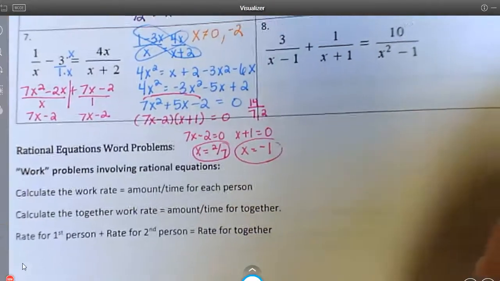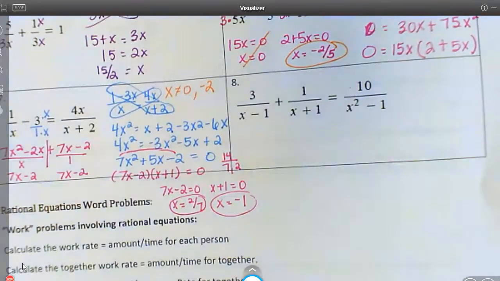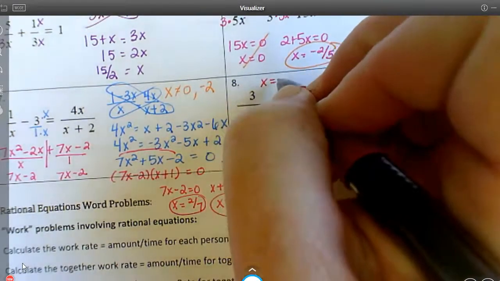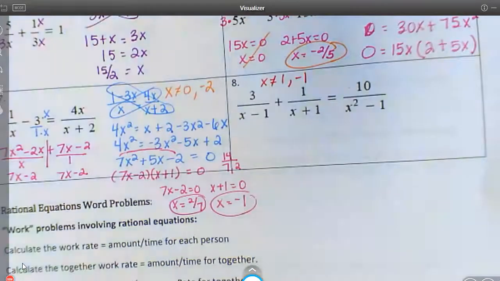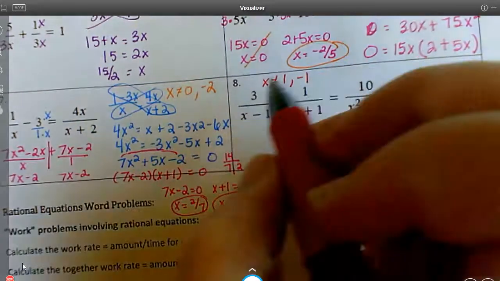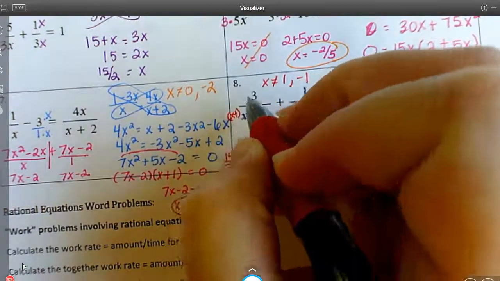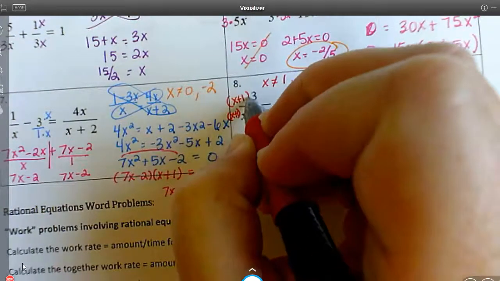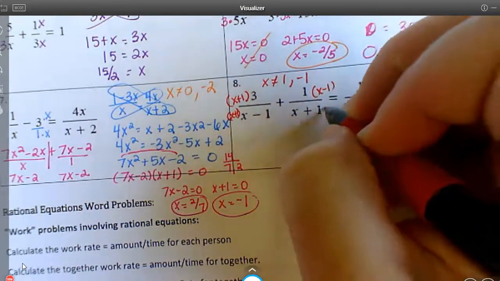Alrighty. Let's go ahead and look at number 8. We're going to work out the left side first. Let's just think about it real quick, though, before we work it out. What can x not be? 1 and negative 1. So we want to get a common denominator. In this case, it's going to be x minus 1, x plus 1. And so I need to multiply this one by x plus 1. And this one by x minus 1.